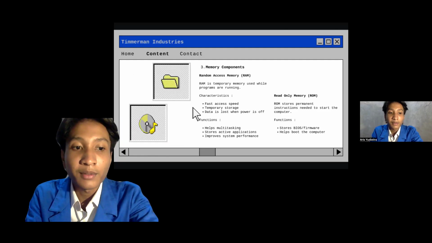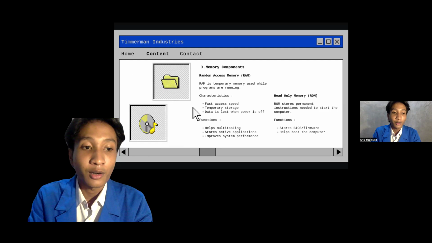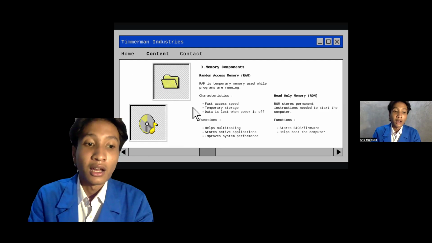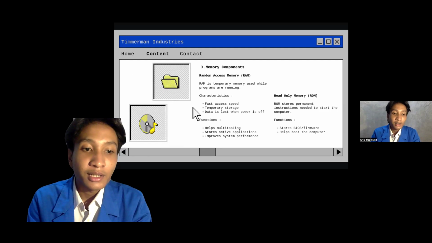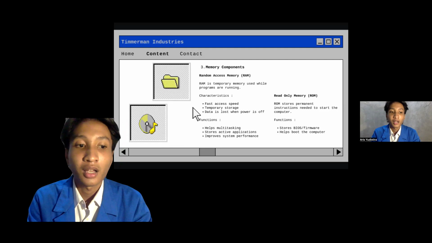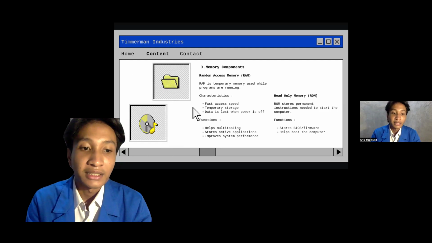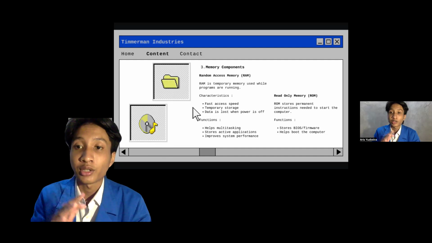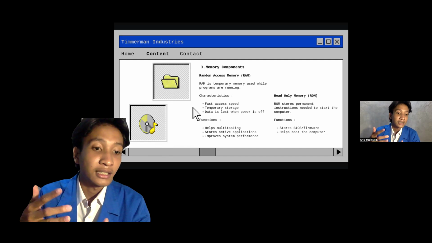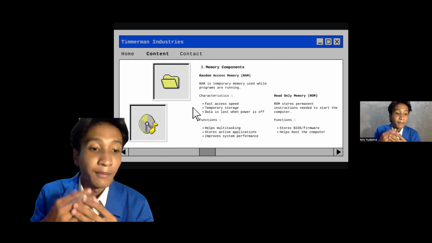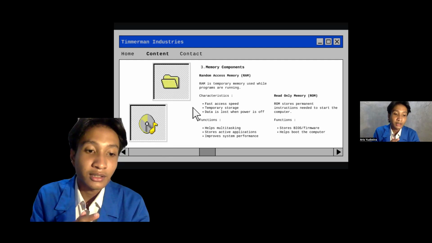Number three is memory components like RAM and ROM. Memory components are very important for computer performance. RAM, or random access memory, is a temporary memory used when programs are running. RAM helps multitasking and improves system speed, but the data will disappear when the computer is turned off. ROM, or read-only memory, stores permanent instructions such as BIOS or firmware, which helps start the computer.